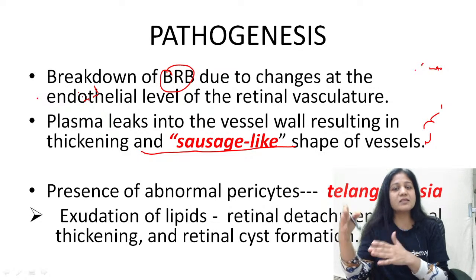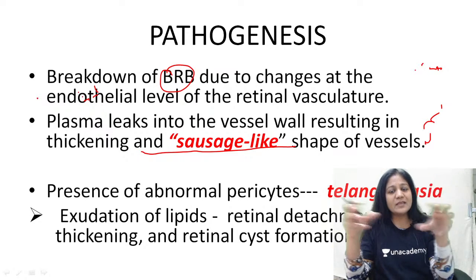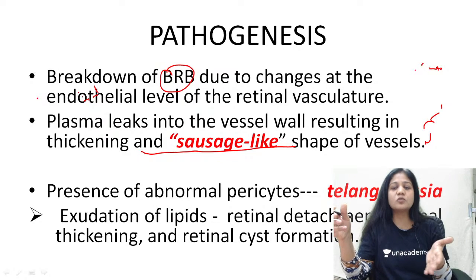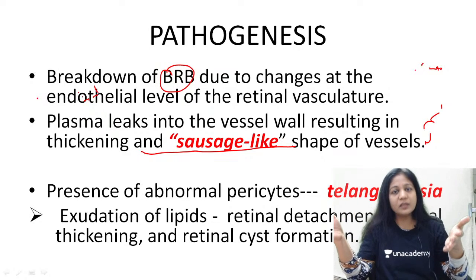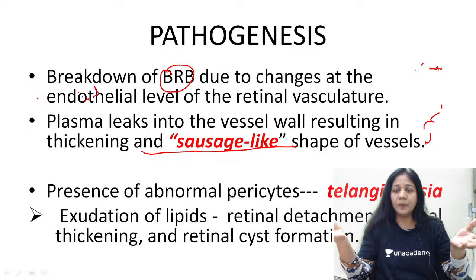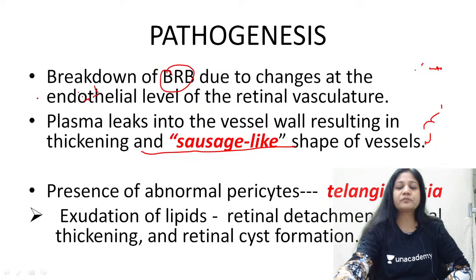Okay, so this results in telangiectasia. From those leaky vessels there is an exudation of lipids, and this exudation of lipids leads to that massive subretinal and intraretinal exudation. So there is a problem in the capillary wall itself. Another thing is that there is a breakdown of the blood retinal barrier. So these two things are there.